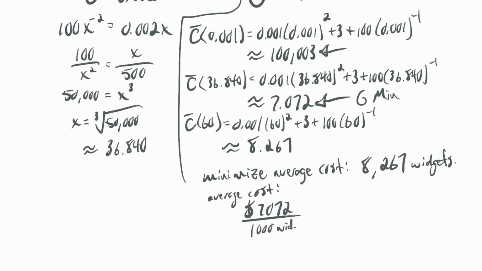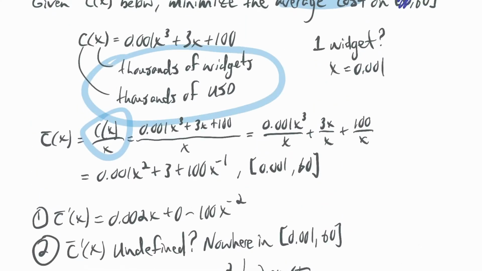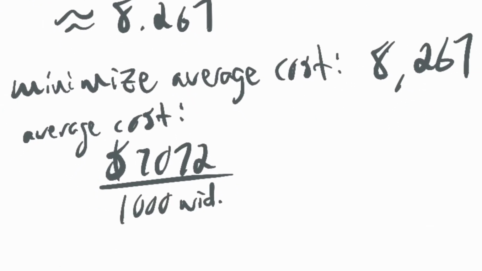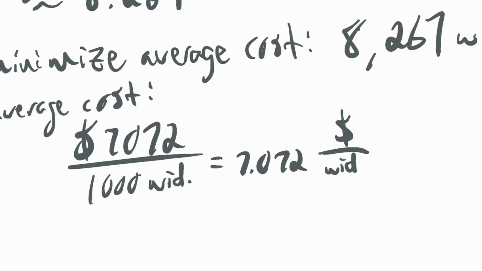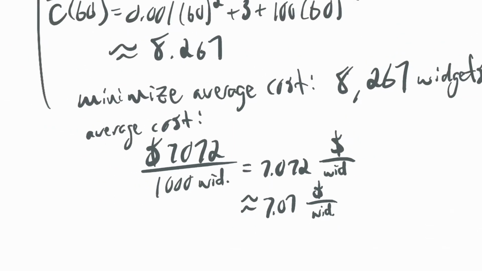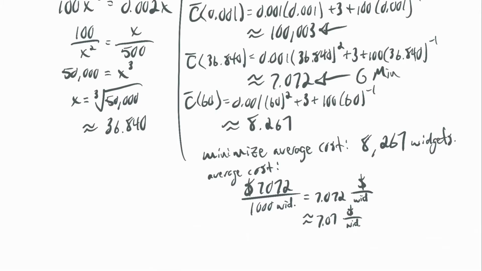Right, that was the scale of the function, the variable, right? Thousands of dollars and thousands of widgets. Okay. So that would be $7.072 per one widget, right? You could round that to $7.07 per widget, if that was what the problem asked for. Okay.